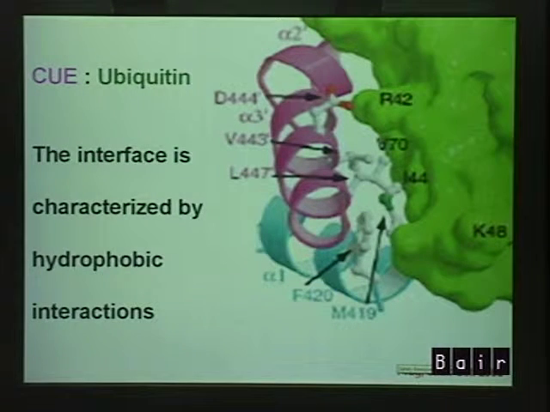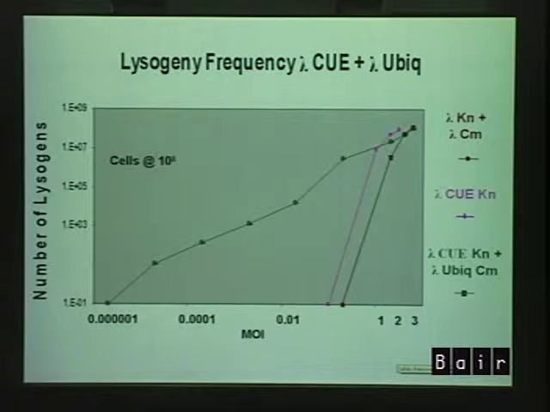So we made display phage displaying these 2 proteins. And we got a result very similar to the aptamers. Again here, the vector is your baseline, and the Q phage, which carries kanamycin resistance by itself, has a profile very similar to normal lambda, wherein you don't get a number of lysogens until the MOI is near 1.